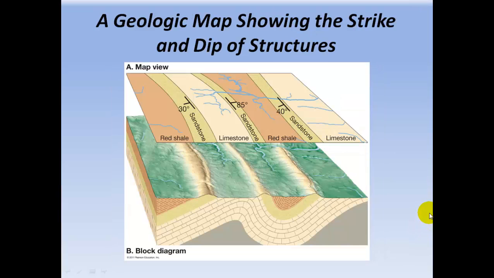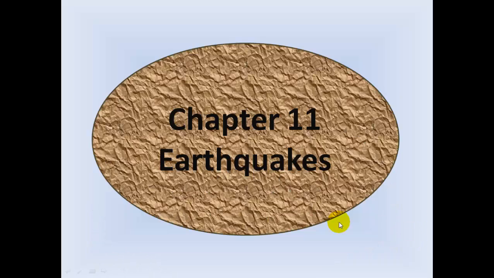So here's our geologic map showing strike and dip of structures. Here, this part of the anticline, this sandstone, is dipping at 30 degrees in this direction. The trend here, the strike, is going this way. On this limb, this is an asymmetrical anticline, this limb is dipping at 85 degrees in this direction. That's the end of that chapter.